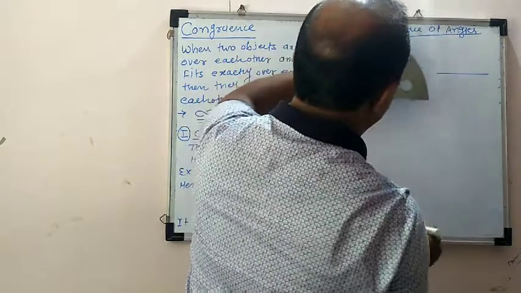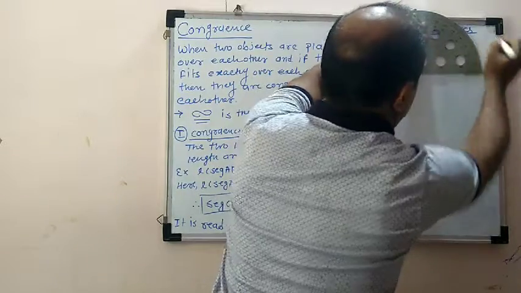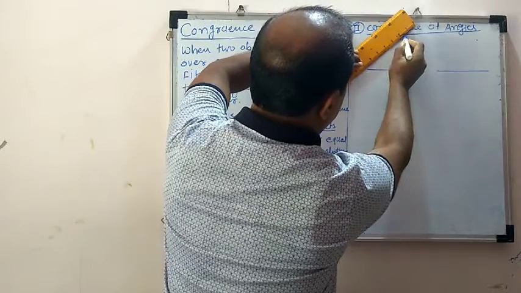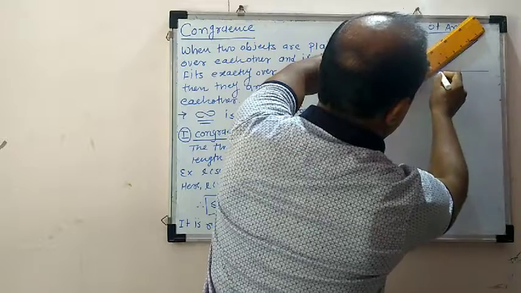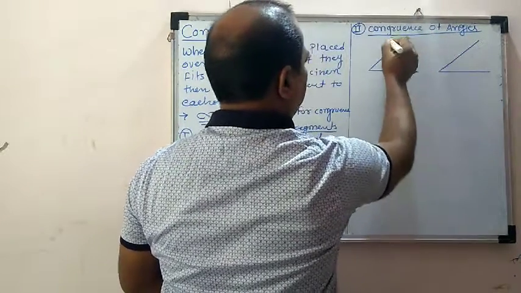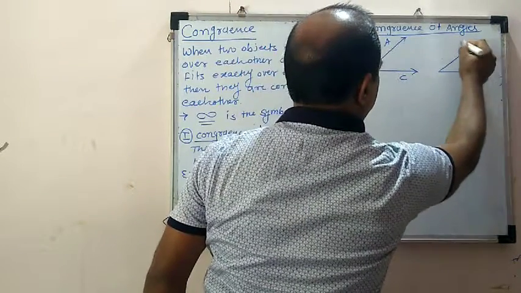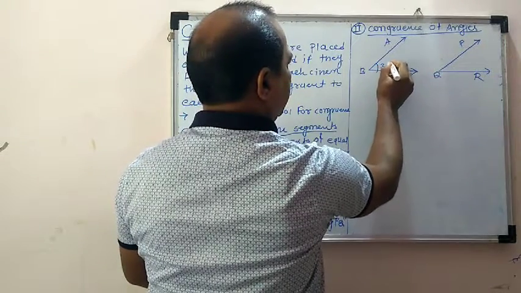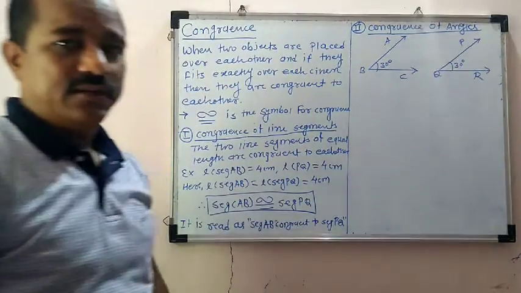This is the 30-degree mark. This is also 30-degree mark. Here these are the two angles, angle ABC and angle PQR. Measure of angle ABC is 30 degrees. Measure of angle PQR is also 30 degrees.